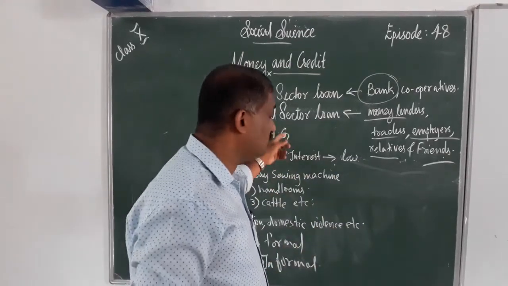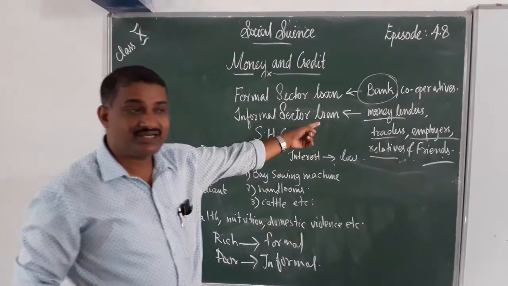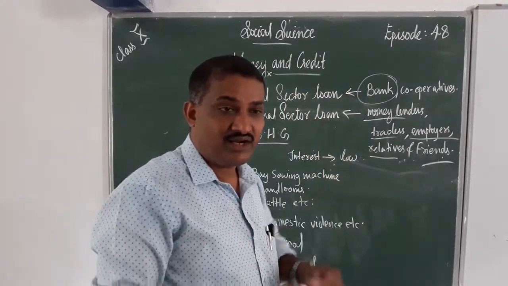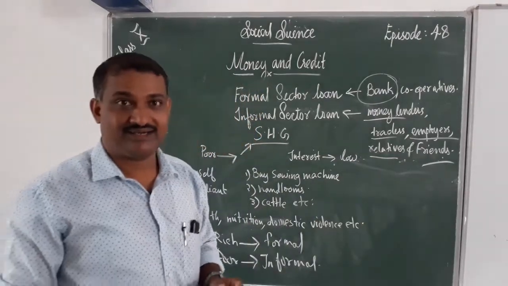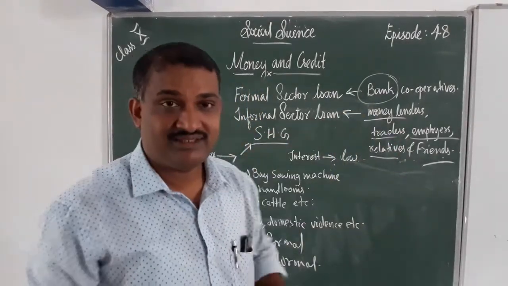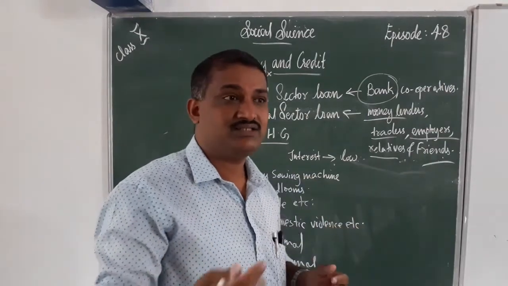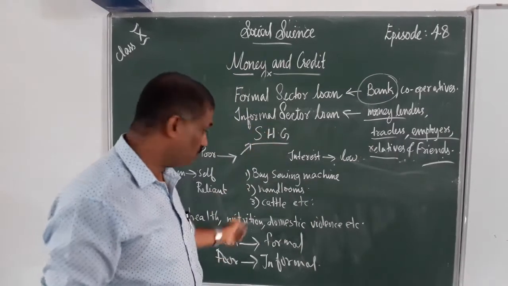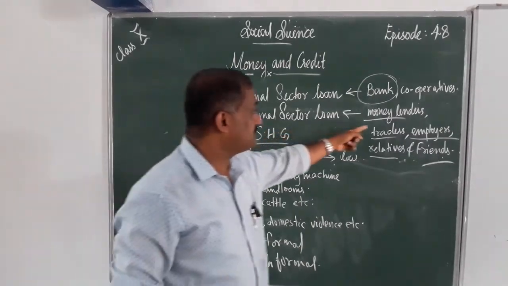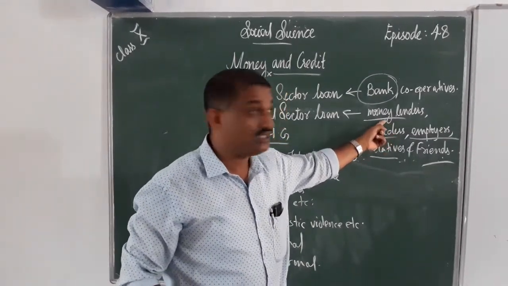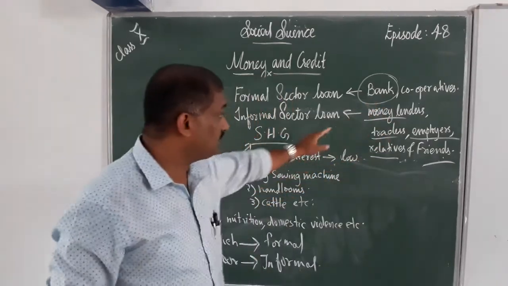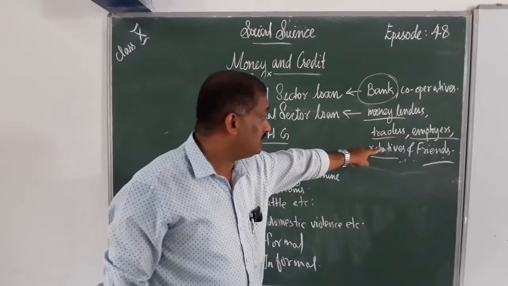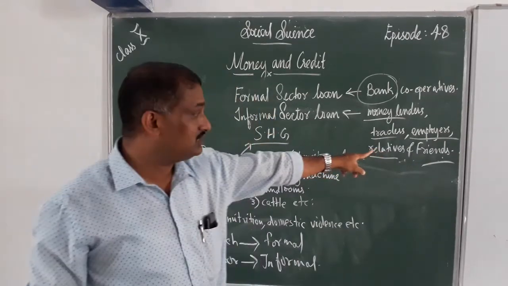So what they will do, they will definitely approach the money lenders. Money lenders are always ready to give money. If you approach a money lender all of a sudden, definitely they will give money. They never look at your conditions. People always go to this sector for money from money lenders, traders, employees, relatives and friends, instead of approaching the bank.